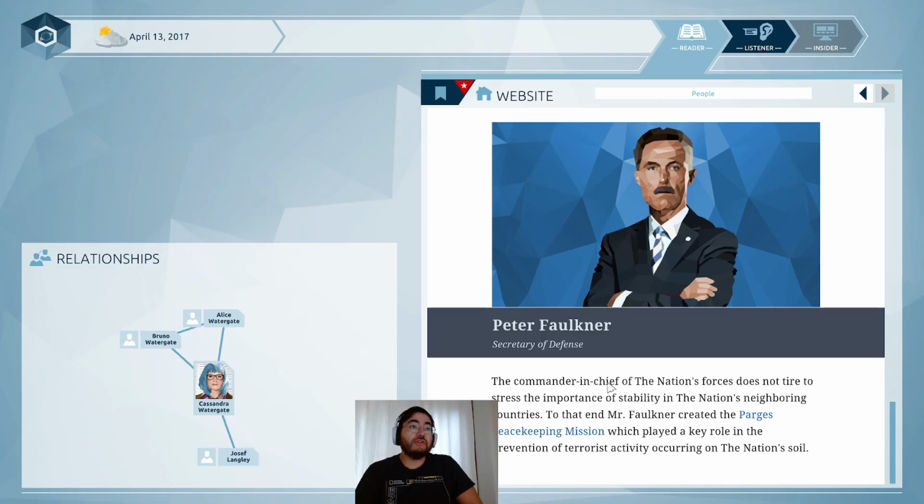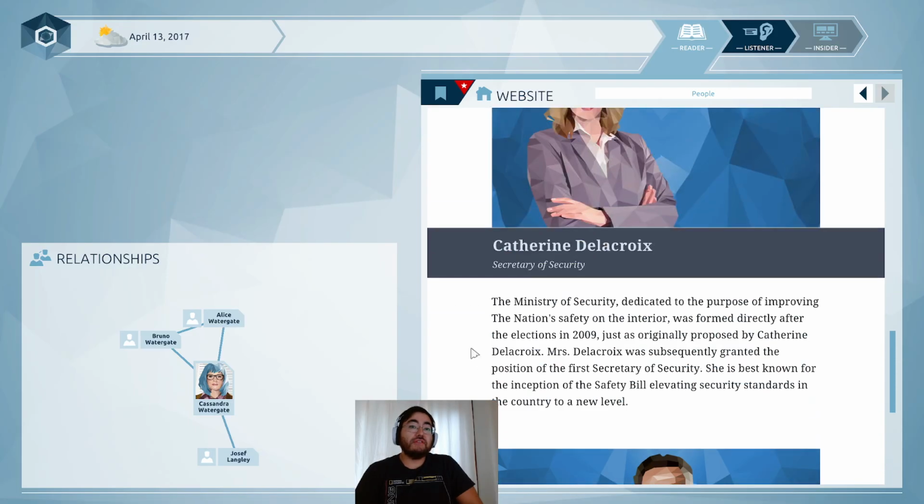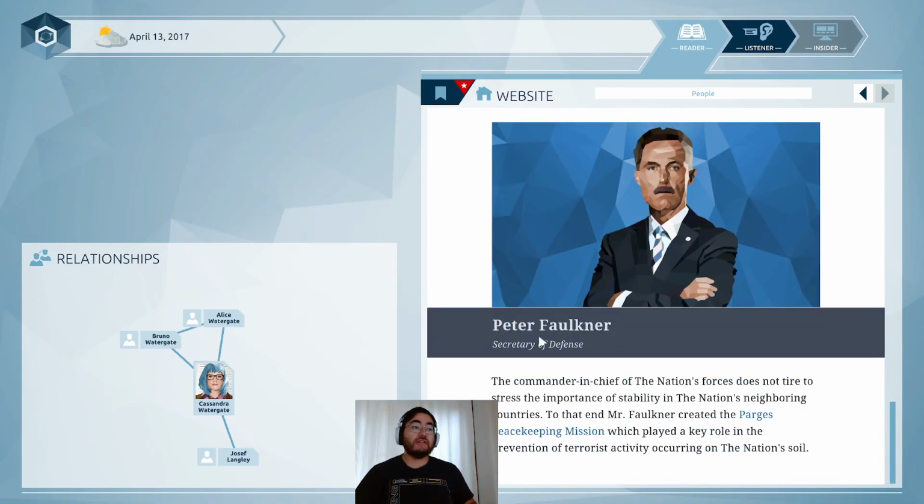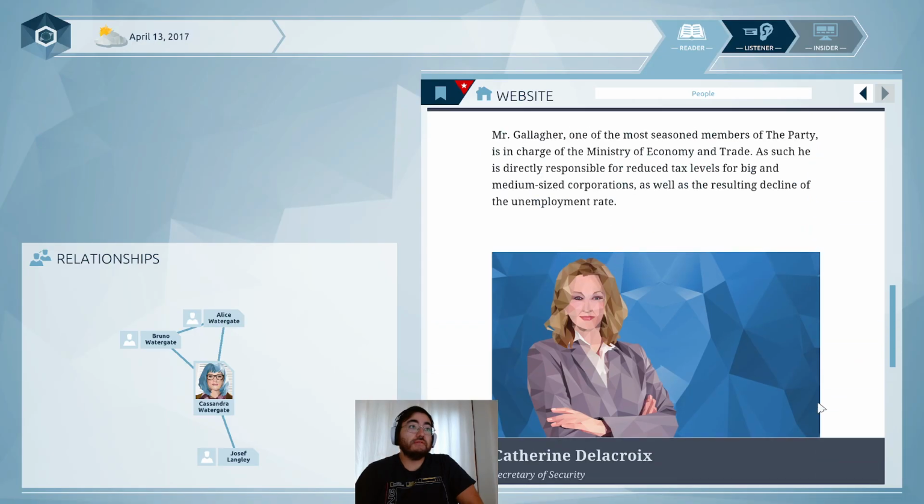Peter Faulkner, Secretary of Defense. So we have these in the U.S. too. Secretary of Security is someone like Homeland Security, it's inside the nation, and then defense is going to be outside the nation, from without the nation. The commander-in-chief of the nation's forces does not tire to stress the importance of stability in the nation's neighboring countries. To that end, Mr. Faulkner created the Parges peacekeeping mission, so he made that thing we just read, which played a key role in the prevention of terrorist activity occurring on the nation's soil. Okay.